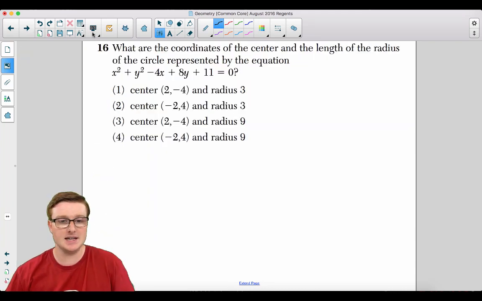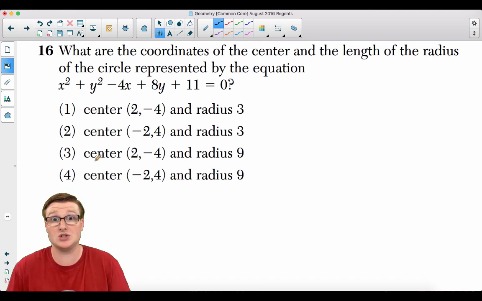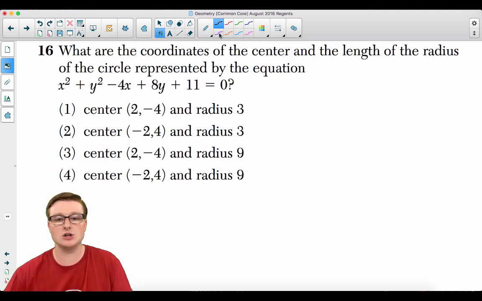All right, number 16. What are the coordinates of the center and the length of the radius of the circle represented by the equation x squared plus y squared minus 4x plus 8y plus 11 equals 0? You have to use the completing the square method. Now remember, I tell everyone, keep your letters on one side, numbers on the other side. So I'm going to move that 11 over.